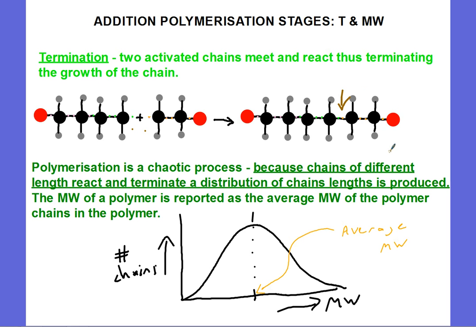Now, polymerization is quite a chaotic process. Chains of different lengths, as we've shown here, collide, combine, and react to terminate the process, and therefore there's a distribution of chain lengths produced in any polymer. And the molecular weight of a polymer, because it's just not one molecular weight, there's a whole range of molecular weights, the molecular weight of a polymer is reported as the average molecular weight of the polymer.